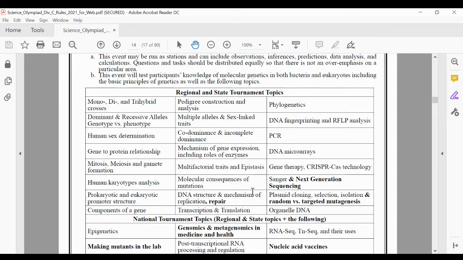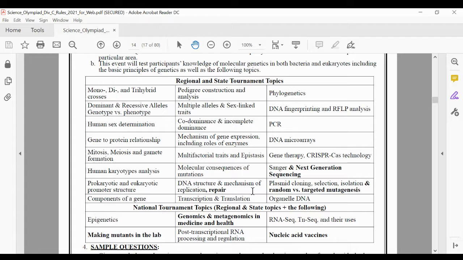So let's just talk about the topics. Any of these topics will be fair game for the exam. So mono, di, and trihybrid crosses, those can include, for the di and trihybrid crosses in particular, linked genes, unlinked genes, so make sure that you're familiar with those. Dominant and recessive alleles, I think that's pretty clear what that would mean. So whether you see the presence or absence of a particular phenotype in future generations.